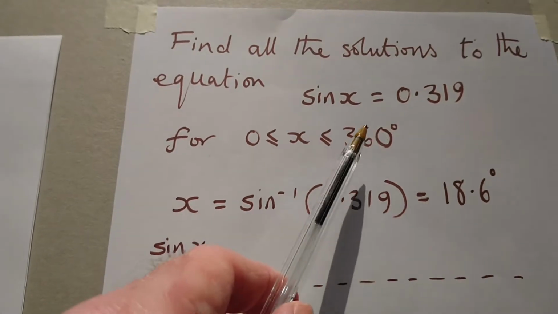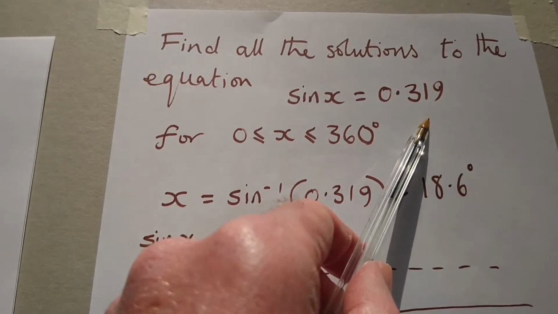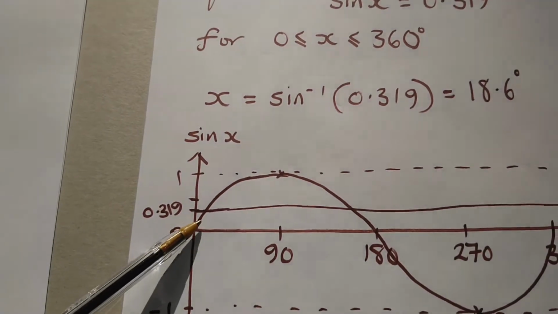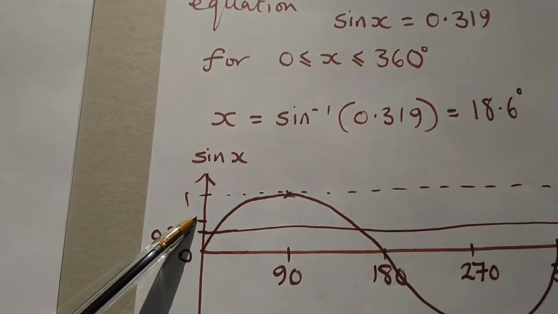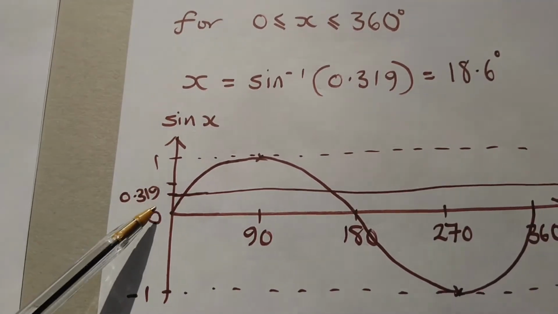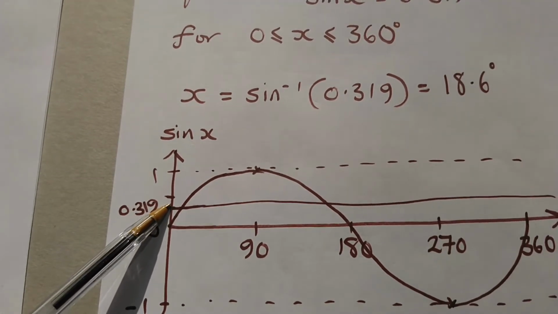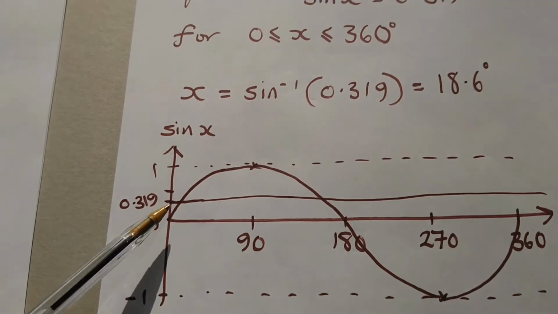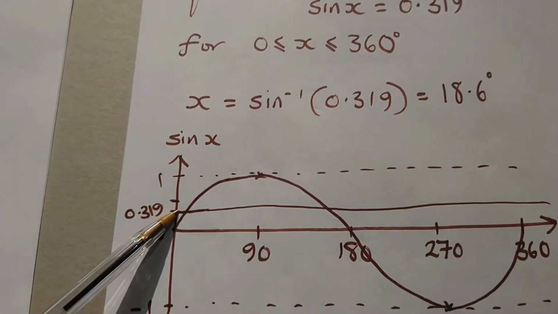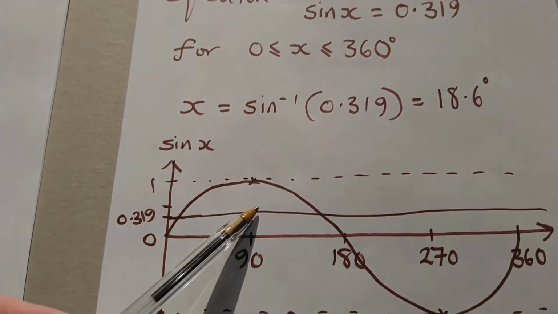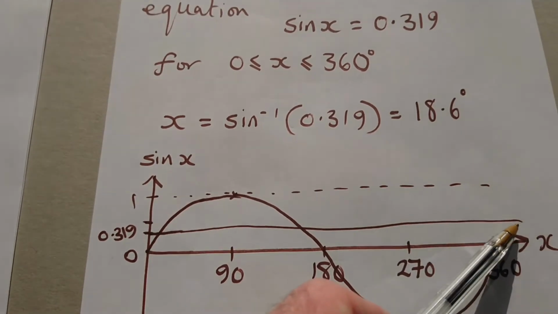We know that sine x is equal to 0.319. So here's 0, here's 1, so 0.5 will be about there. So 0.319 is going to be around about here somewhere. You don't have to get it perfect, it's just got to be in the right ballpark. And what you do is you just do a horizontal line going straight across the whole graph from that point.